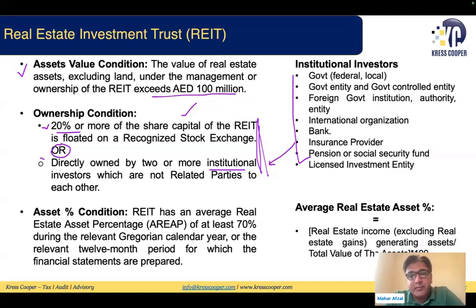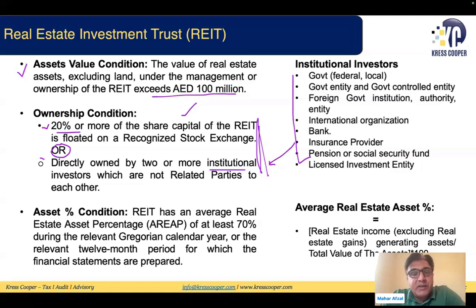This is operational income. So real estate income excluding real estate gain, the assets that are generating real estate income excluding the real estate gain divided by the total value of the assets, should not be less than 70% on an overall basis over the period of 12 months. There is a possibility that for the first quarter you are getting 60%, next quarter 80%, next quarter 50%, then next quarter the REIT is at 90%. They are asking that overall over the period of 1 year, it should not be less than 70%.